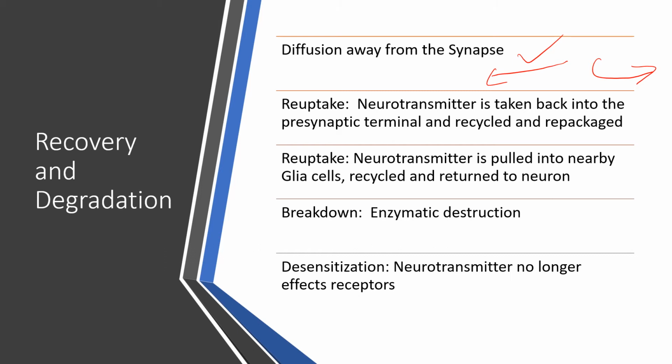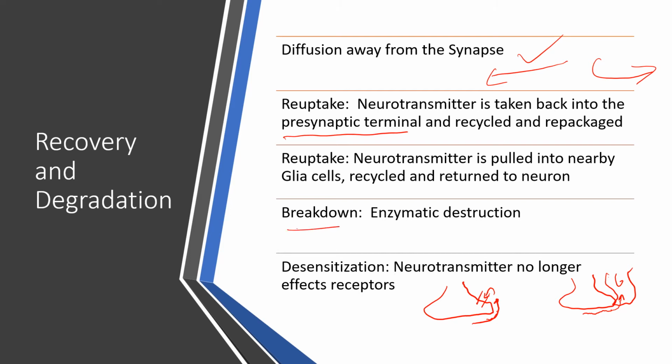Second option is reuptake, where it's retaken up by the presynaptic terminal. In the presynaptic terminal, you might have some kind of reuptake channel, and as that neurotransmitter makes its way out of the synaptic cleft, it'll get sucked back into that presynaptic cell. Also, that neurotransmitter might get pulled into nearby glial cells. We have that synaptic terminal, and it's going to have glial cells around it. This may be an astrocyte right here, the edge of an astrocyte. As that neurotransmitter starts to diffuse out, it might get pulled into that glial cell, and that glial cell can recycle it and return it to the neuron to repackage into a new vesicle.